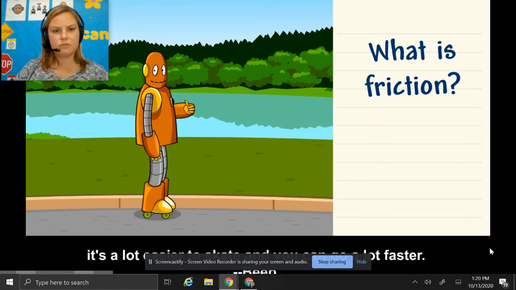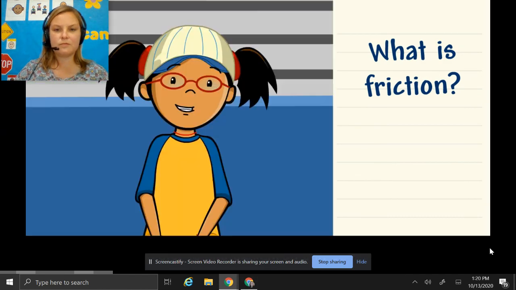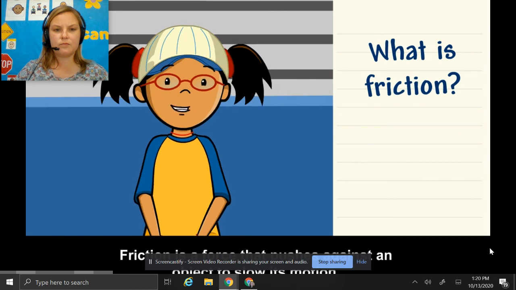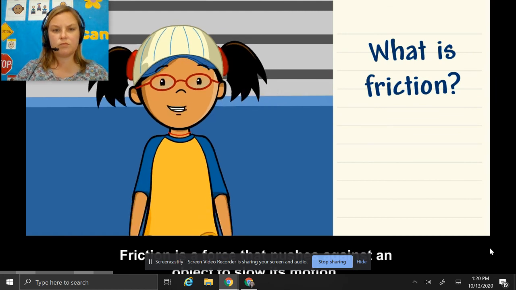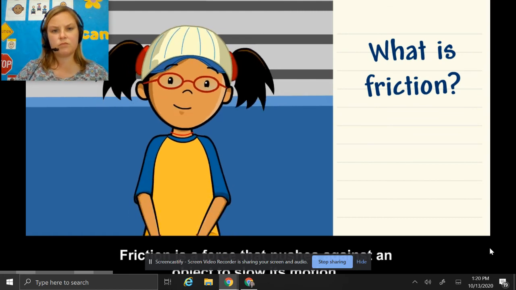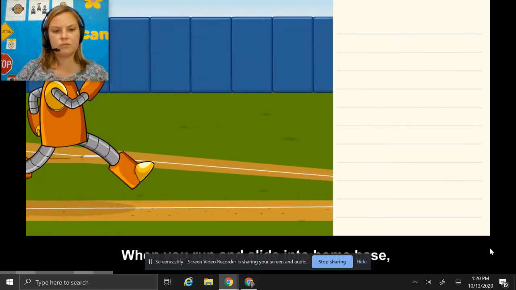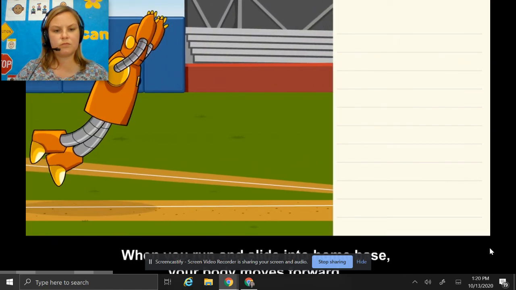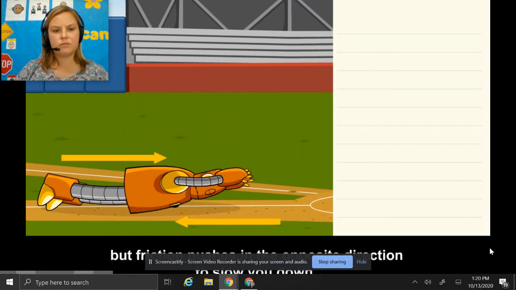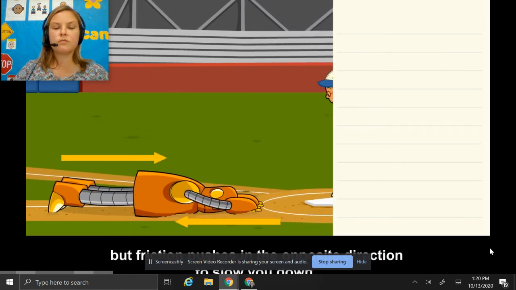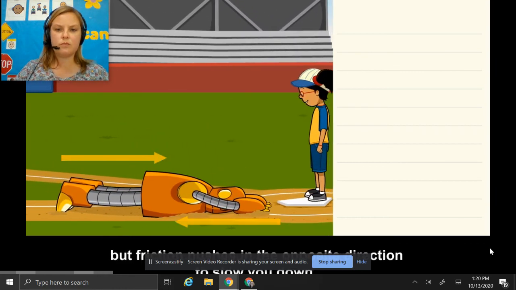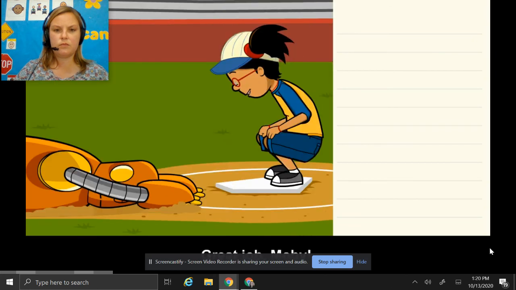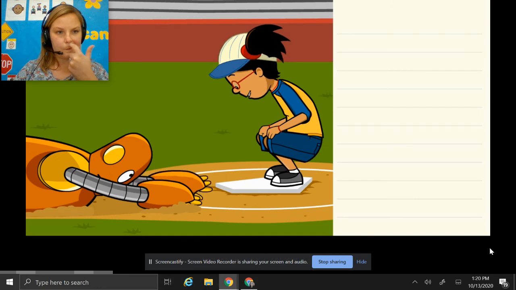Friction is a force that pushes against an object to slow its motion. When you run and slide into home base, your body moves forward, but friction pushes in the opposite direction to slow you down. Great job, Moby! But you didn't tag home base.